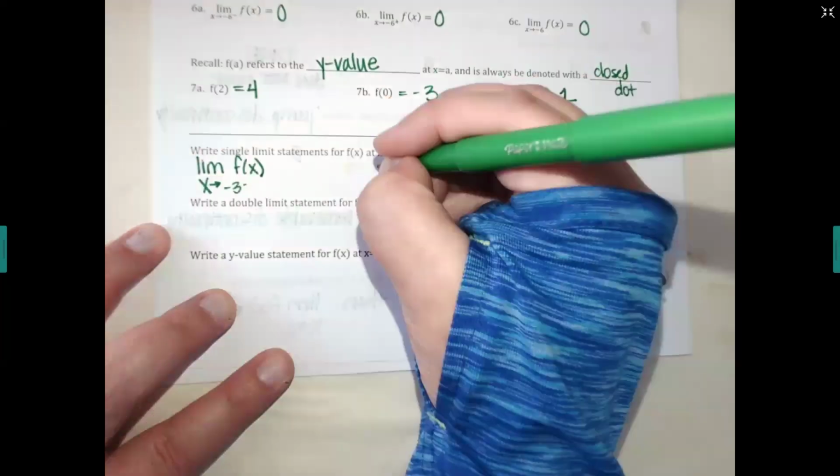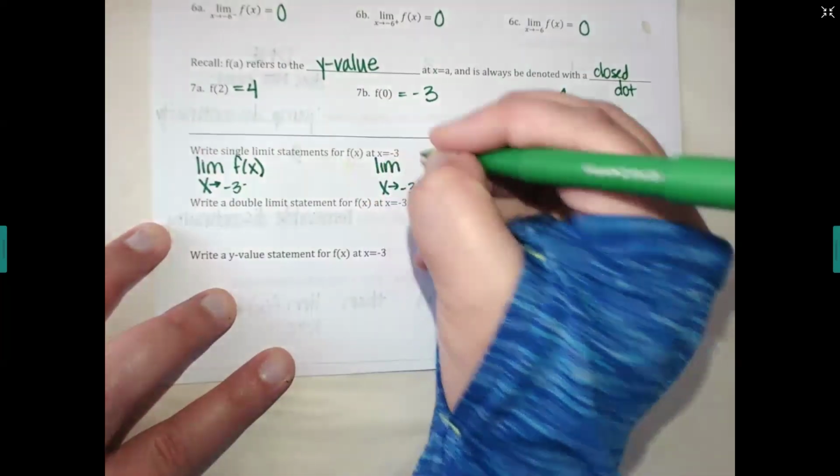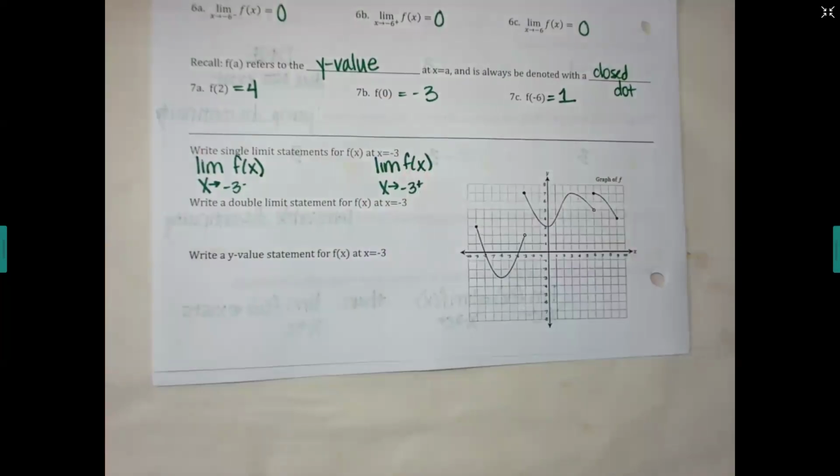Then I'm going to approach it from the right. Okay, but really we're just practicing the notation here. That the little minus means a left side, the little plus means a right side. So go ahead and evaluate those two using your graph.